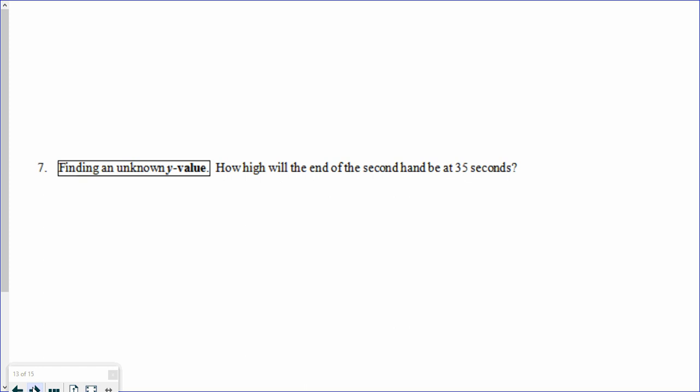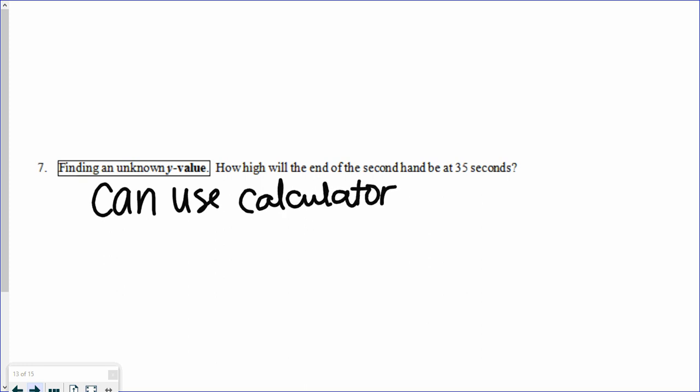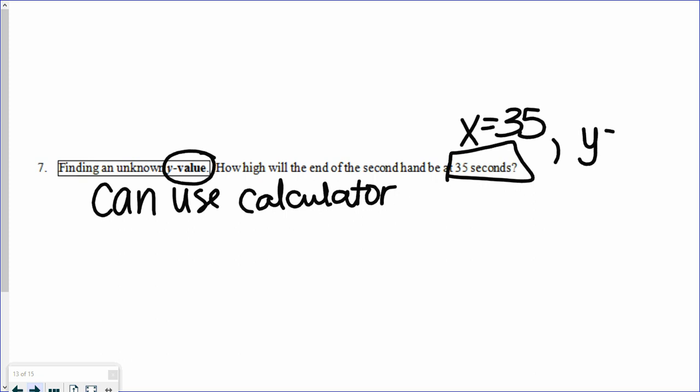And again, since the graph is not a straight line from point to point, it has a curve to it, we can't just estimate. So what you can do is use your calculator. In this case, it's an unknown y value. So we're saying that x is equal to 35. So what does y equal?